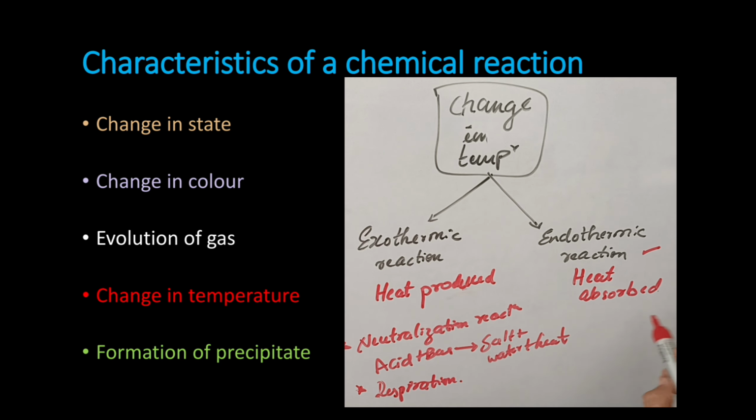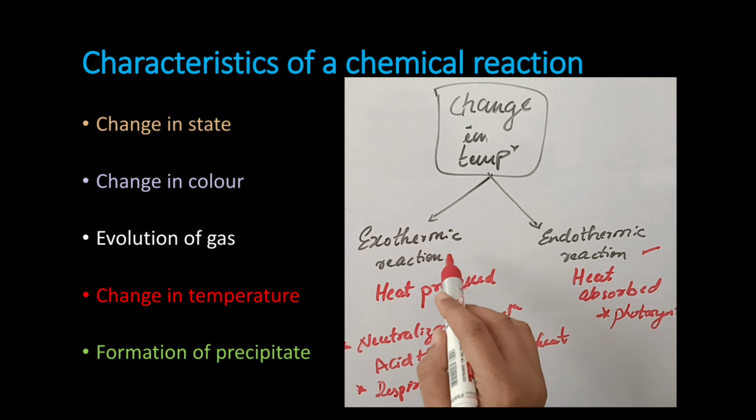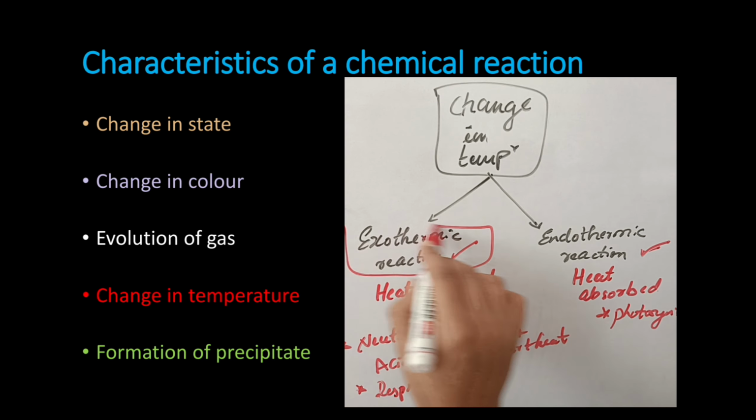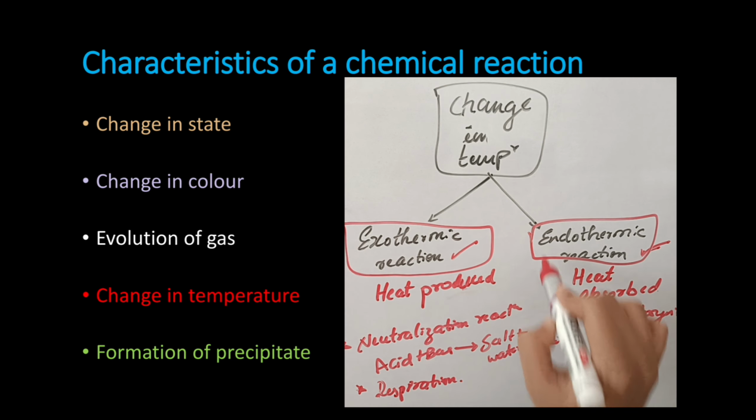Here, the best example is your photosynthesis. Okay, so this is the change in temperature. When there's a change in temperature, sometimes the heat is produced, sometimes the heat is absorbed. If the heat is produced, you say that a chemical reaction had taken place, and that chemical reaction is called an exothermic reaction. In some cases, heat is absorbed from the surroundings and used in the reaction. That is your endothermic reaction. These are the two types of chemical reactions when there's a change in temperature.